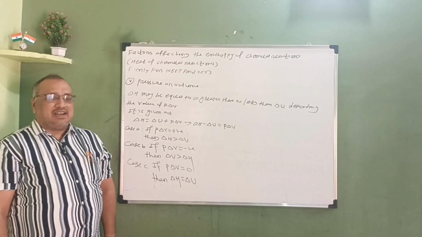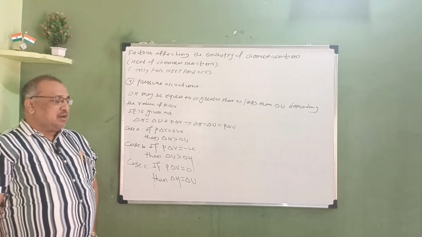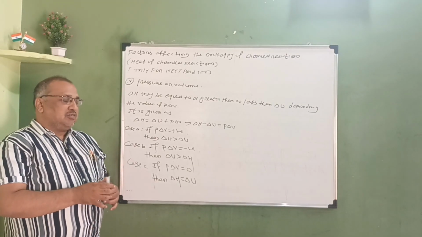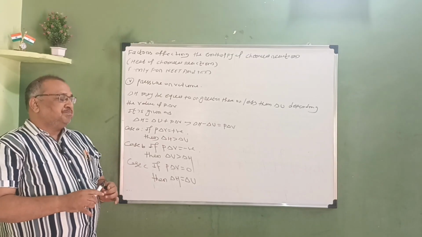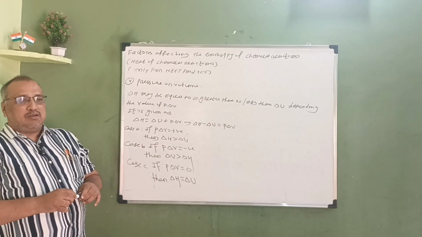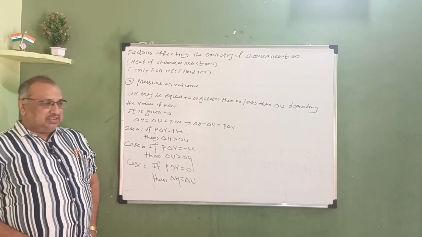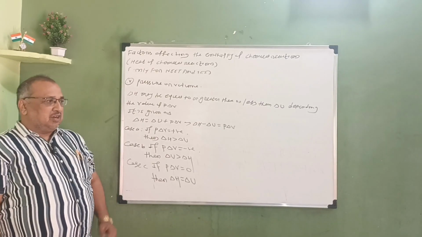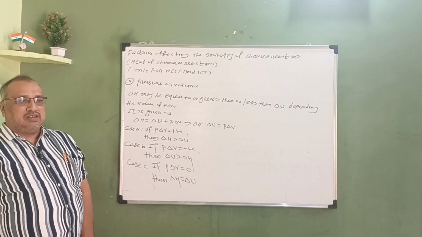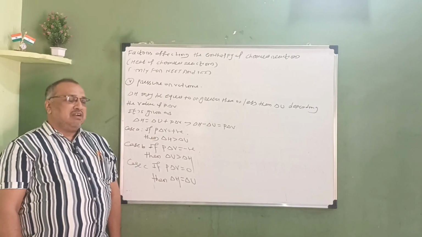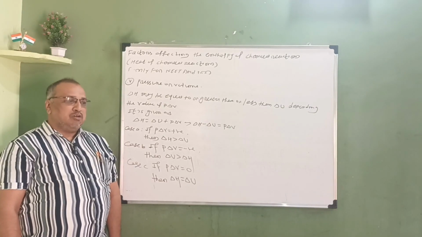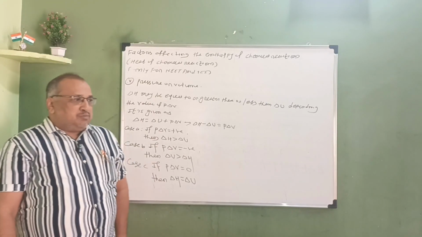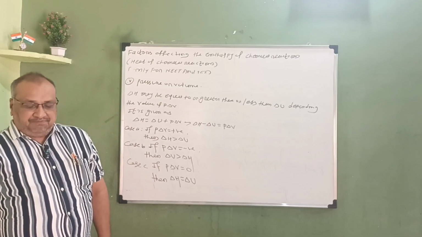Now this is regarding factors affecting the enthalpy of chemical reaction or heat of chemical reaction. First factor is physical state of reactants and product. Second, allotropic modification. Third, amount of substance. Fourth, temperature. And fifth, pressure and volume. And remaining part of this unit will be discussed in the next lecture.